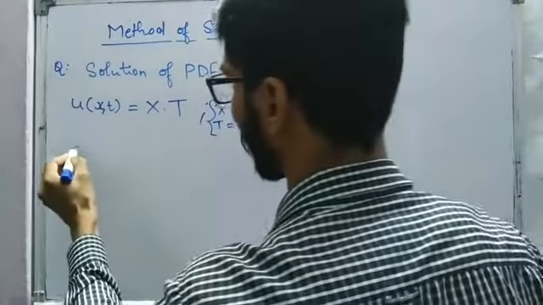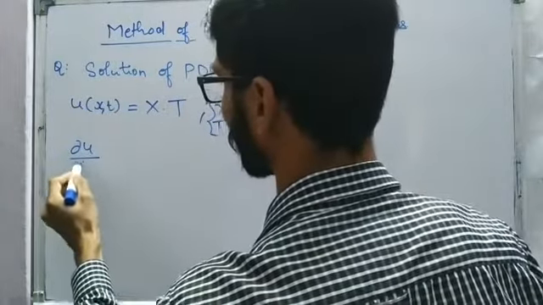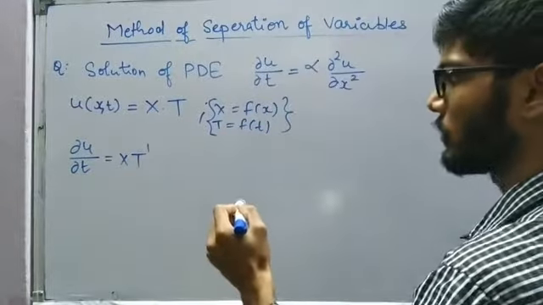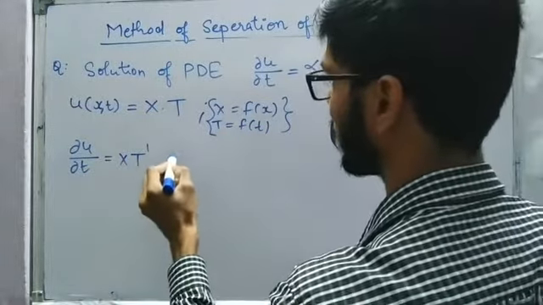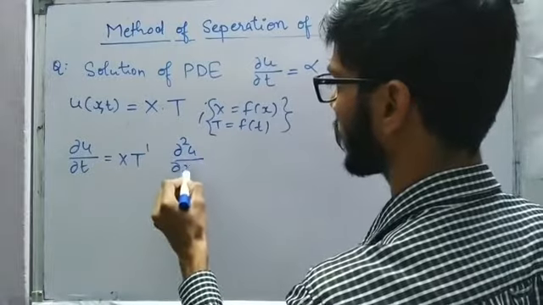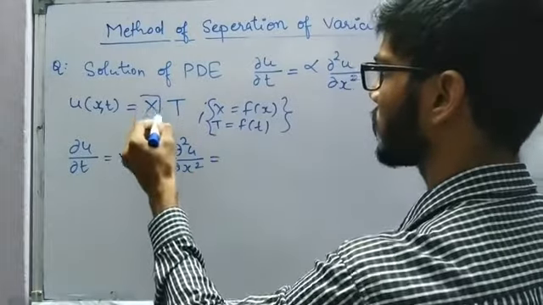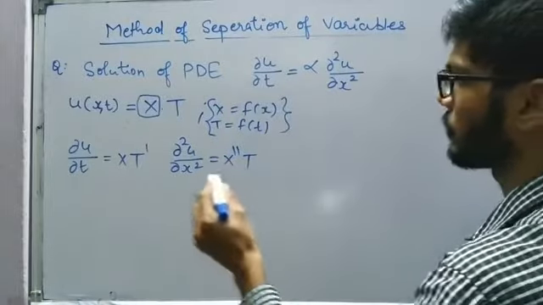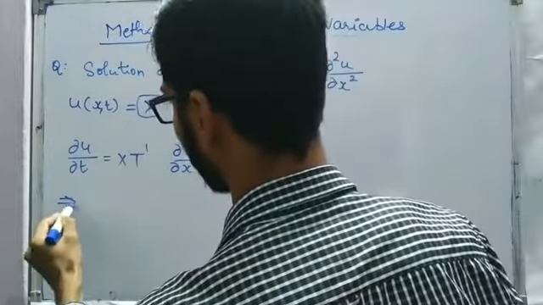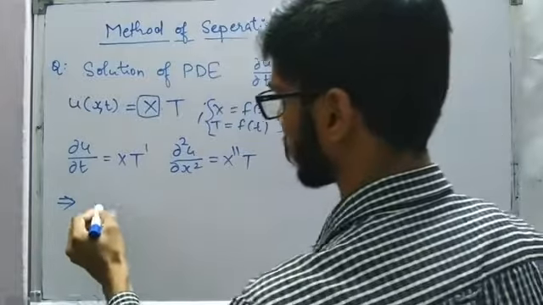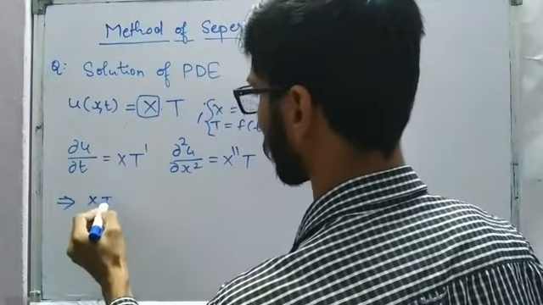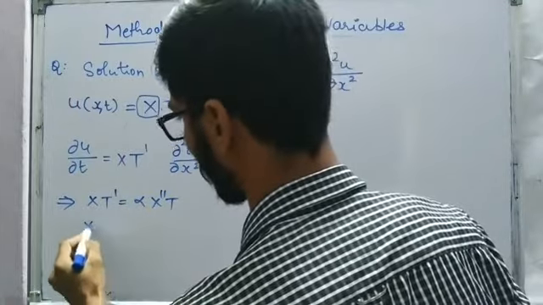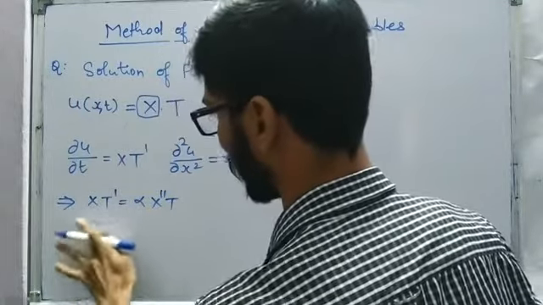So ∂u/∂t: we have to differentiate the capital T term once, so it will be T dash, and ∂²u/∂x²: we have to differentiate this particular term two times, so X double dash into T. So substitute it in the given partial differential equation. So we have X T dash equal to alpha X double dash into T, and now separate the X terms together and T terms together.